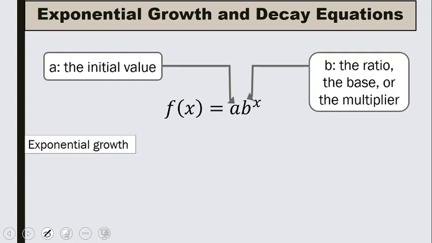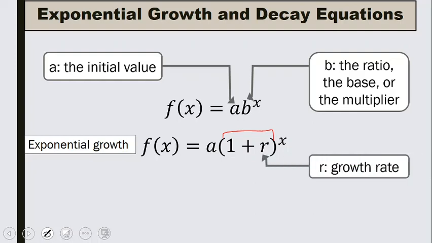In many situations, you are not going to be given the multiplier in the questions. Instead, you are going to be given a growth percentage or a growth rate. We can represent those types of situations by writing f of x in another format, where a is still the initial value, but instead of writing b, we write 1 plus r to represent the exponential growth. That is, the multiplier for exponential growth is greater than 1. Here r is the growth rate that you are given in the question.